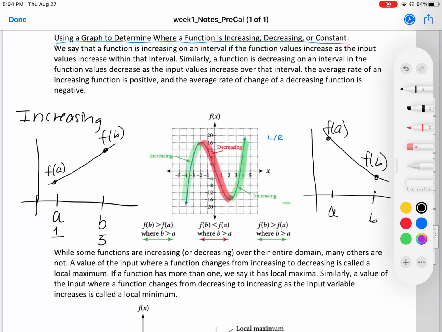While some functions are increasing or decreasing over their entire domain, others are not. A value of an input where a function changes from increasing to decreasing is called a local maximum. So let's take a look at your picture. You see how it goes from increasing to decreasing? This change happens to create a high peak.